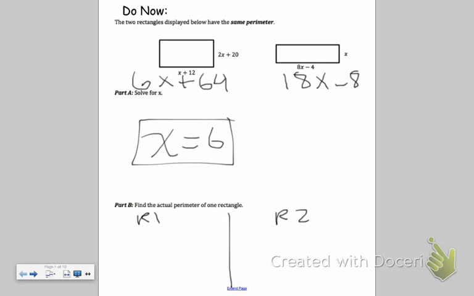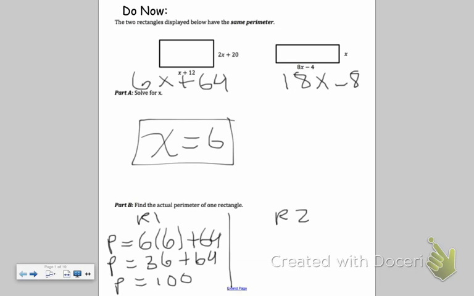So I'm going to substitute x to solve for the actual numerical value of the perimeter. So we have perimeter equals 6 times whatever x is plus 64, and we just solved that x is 6. So now let's simplify this expression. So perimeter is equal to 36 plus 64, which is 100.